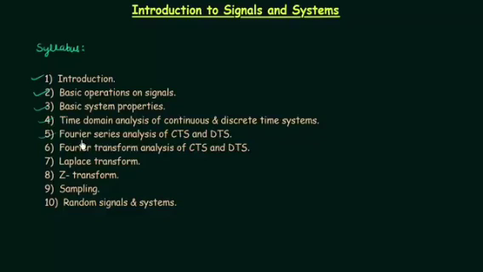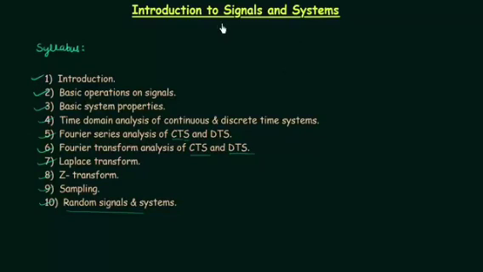The fifth part is the Fourier series analysis of continuous time signals and discrete time signals. CTS stands for continuous time signals and DTS stands for discrete time signals. The sixth part is the Fourier transform analysis of continuous time signals and discrete time signals. The seventh part is the Laplace transform. The eighth part is the Z transform. The ninth part is the sampling theorem, and the last part is the random signals and systems. So this is the syllabus, and we will try to complete this syllabus in the coming presentations.